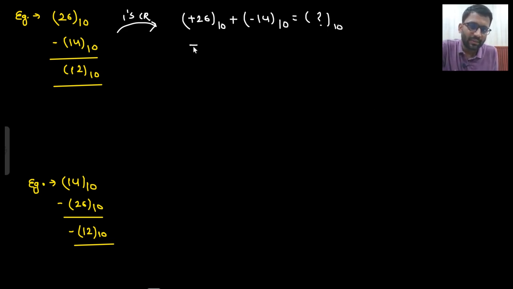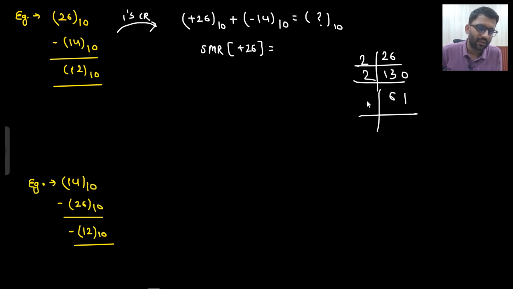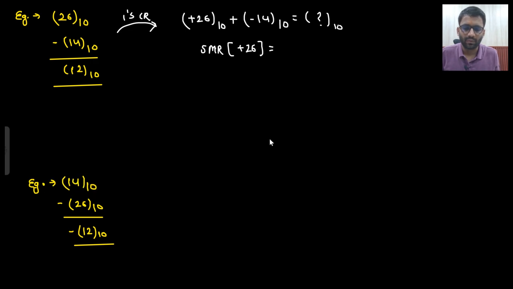So what will be the sign magnitude representation of 26? Because you need to write the ones complement representation, first you will write the sign magnitude representation. What would that be? 26, 13, 6, 3, 1. So 1, 1, 0, 1, 0.